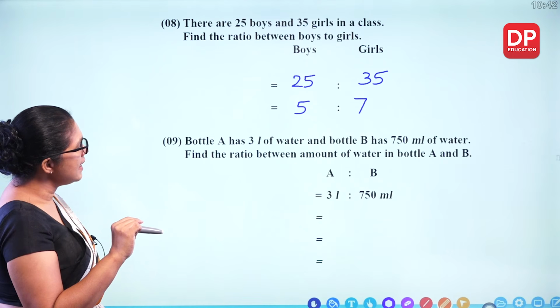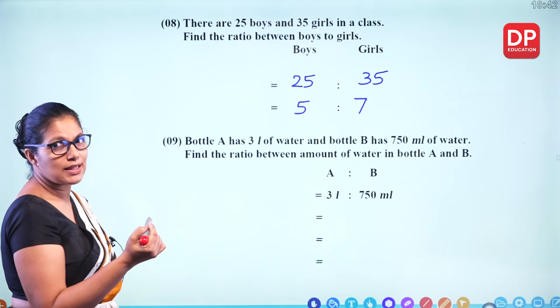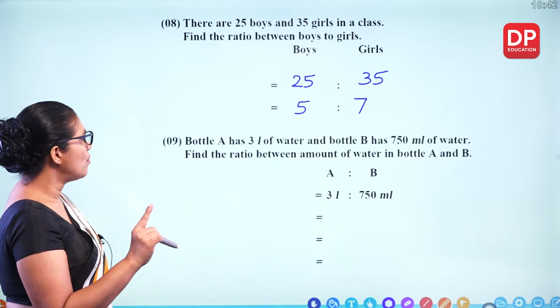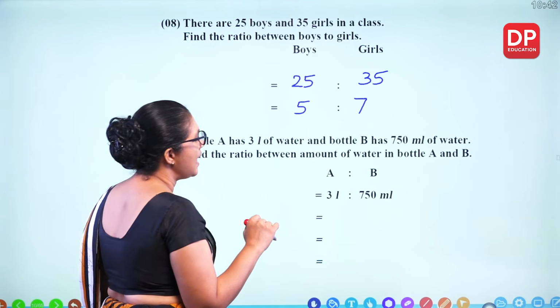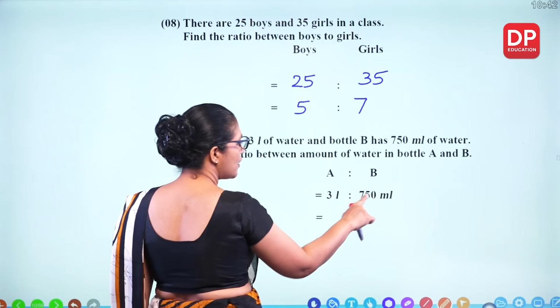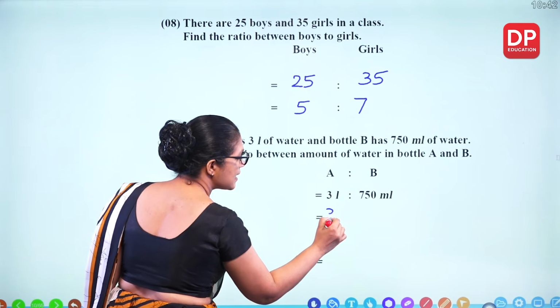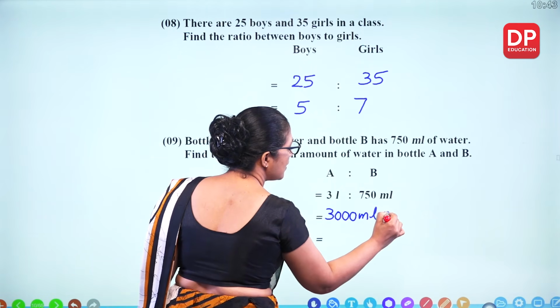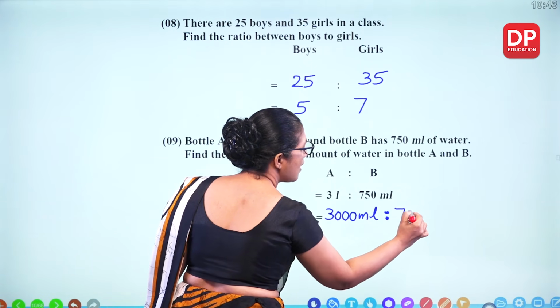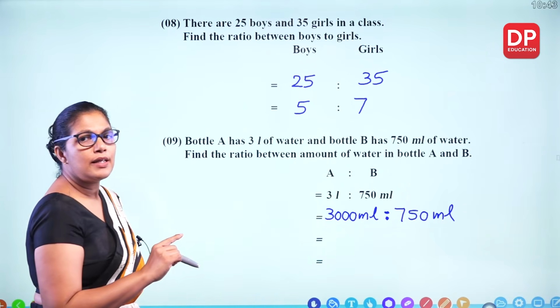Bottle A has 3 liters of water and bottle B has 750 milliliters of water. Units are different now. Find the ratio between the amount of water in bottle A and B. How do we convert to the same? 3 liters we can convert to milliliters, 3000 milliliters, and 750 milliliters. Now you can ignore the units.